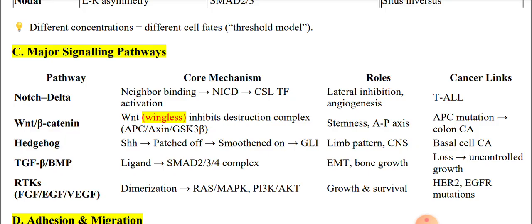Precisely. Like in the developing nervous system, one cell decides to become a neuron and uses Notch signaling to tell its immediate neighbors, don't become neurons, choose a different fate. It helps create patterns and boundaries. It's also involved in blood vessel formation, angiogenesis.